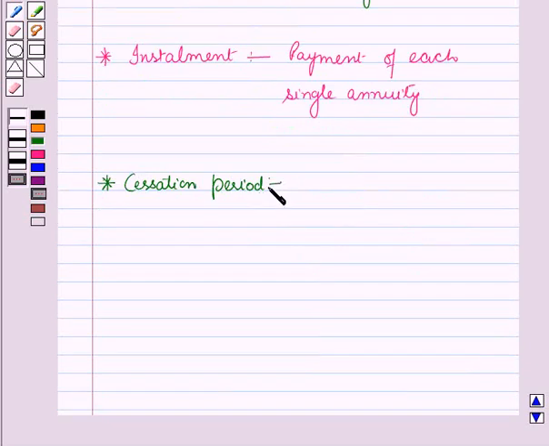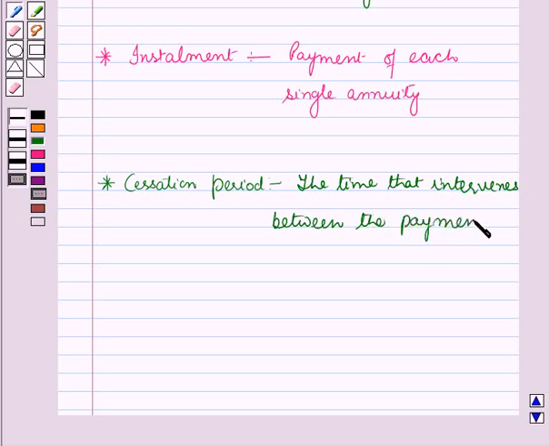Now, let us see what is a cessation period. The time that intervenes between the payment of two successive installments of an annuity is called its cessation period.